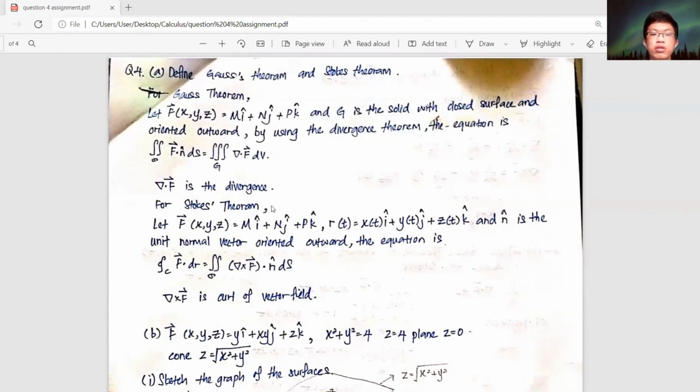For Stokes theorem, let vector F(x,y,z) equal M i plus N j plus P k, and r(t) is equal to x(t) i plus y(t) j plus z(t) k, and the unit vector n is the unit normal vector oriented outward. So the equation is this, and del cross vector F is the curl of the vector field.